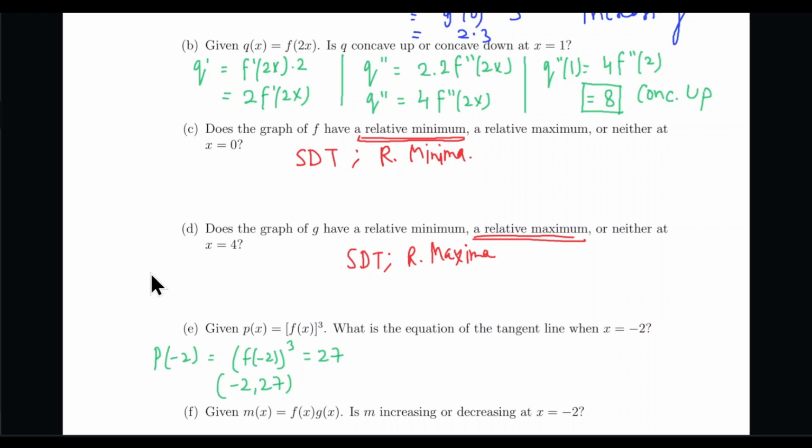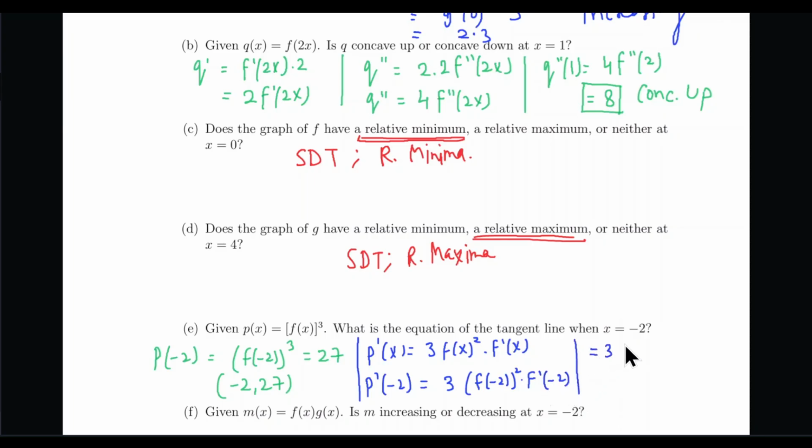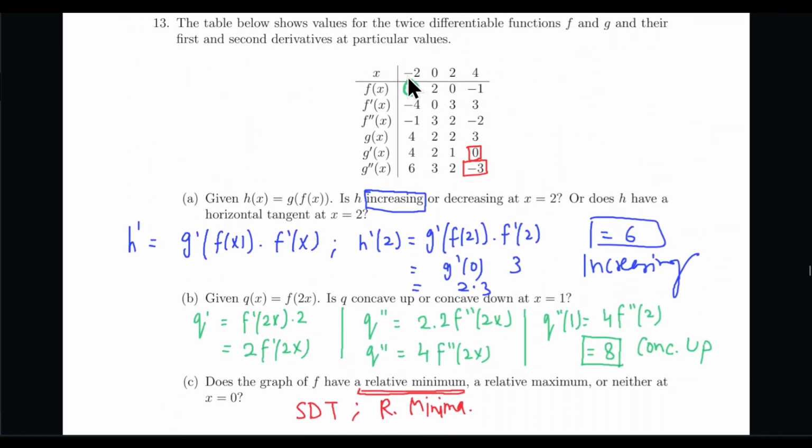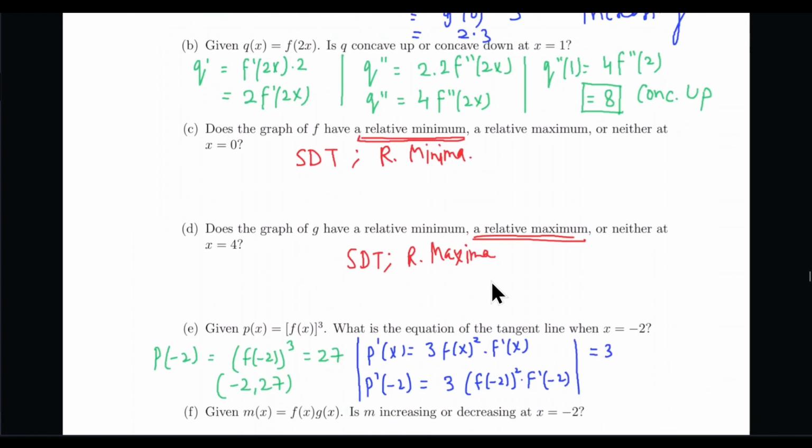I need to find the slope as well. So the p prime is going to be 3 times f of x squared times f prime of x, using the chain rule. If I plug in negative 2, then p prime of negative 2 is 3 times f of negative 2 squared times f prime of negative 2. So this will be 3 times, what is f of negative 2? F of negative 2 is just 3. So I'm going to plug in 3 here.